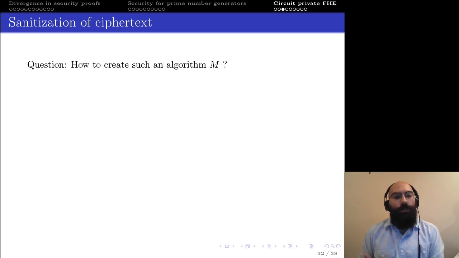And what they did in their paper is use sanitization of ciphertext.